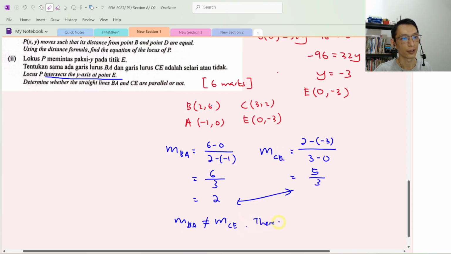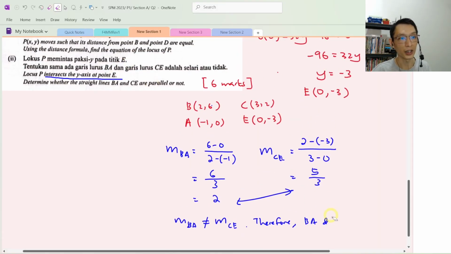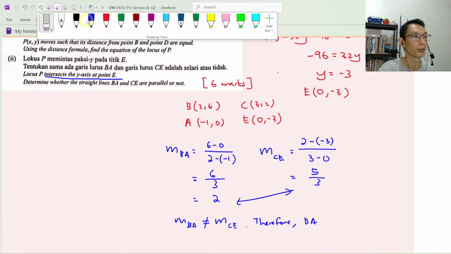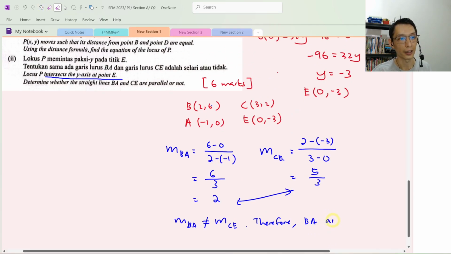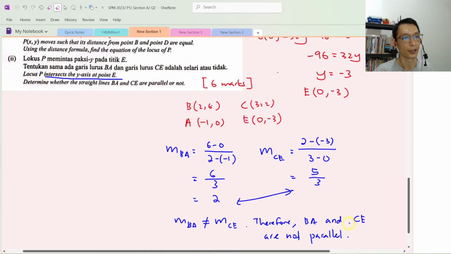Therefore, BA and CE are not parallel. Okay, so this is the answer for this question.